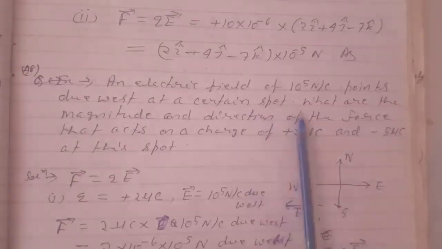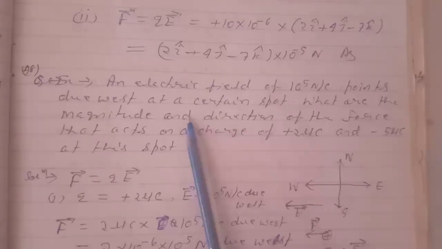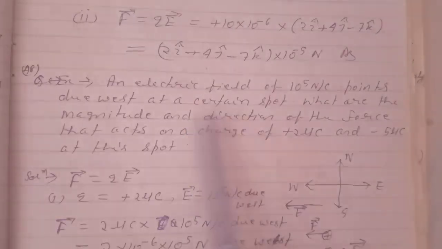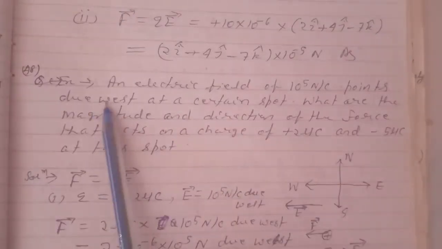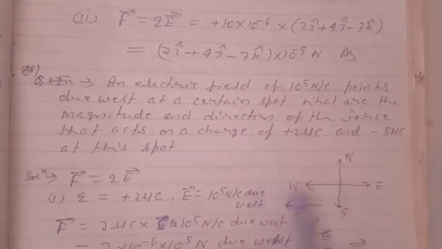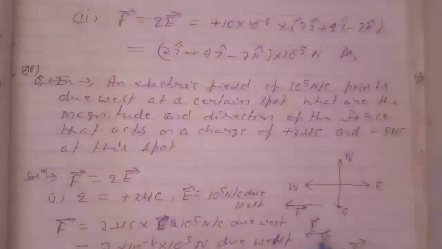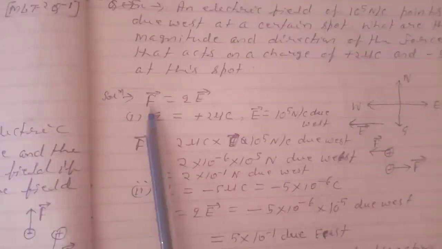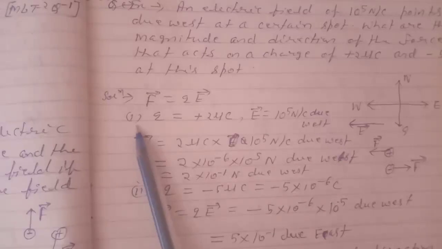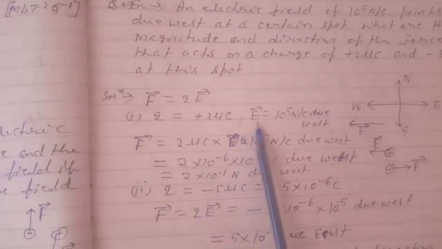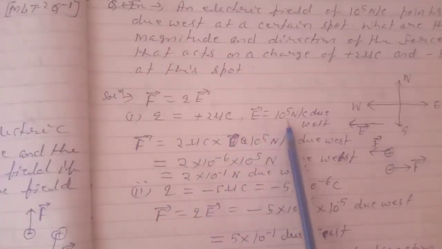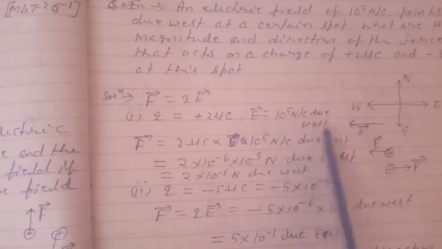And it is told in the question that the electric field is along due west, that is, in this direction is the electric field. So here we have shown the electric field. On a positive charge the force will be in this direction, and on a negative charge the force will be in this direction. So we can calculate now F vector equals QE vector, where Q equals plus 2 microcoulomb and E vector is 10 to the power 5 Newton per coulomb due west.